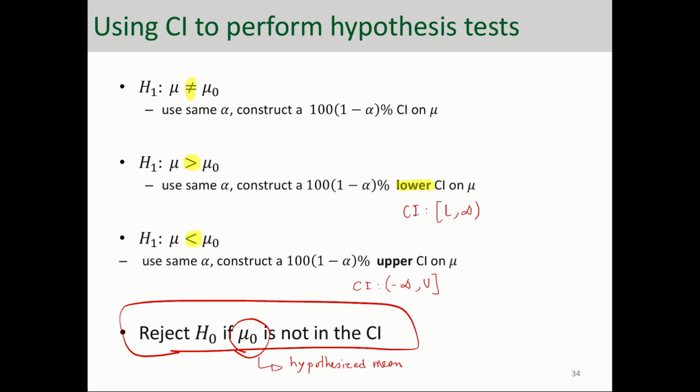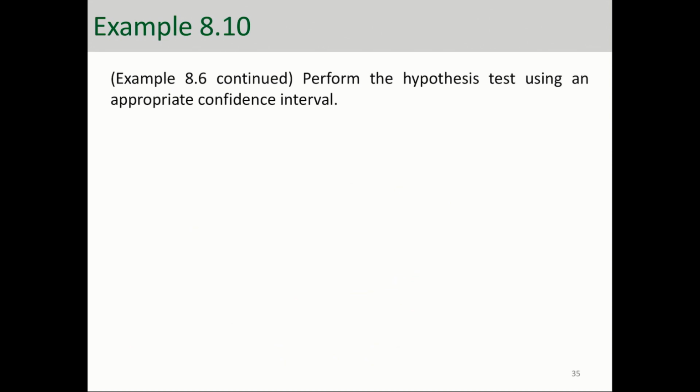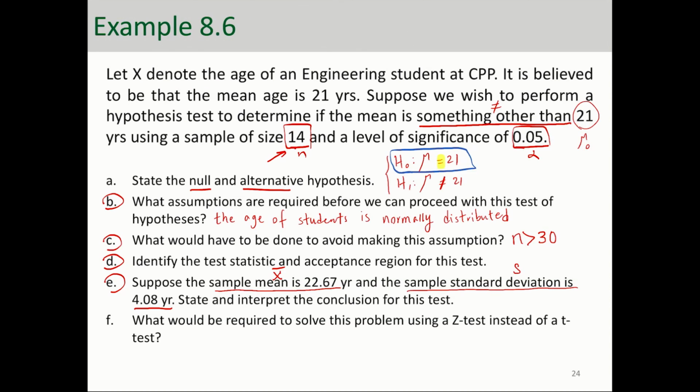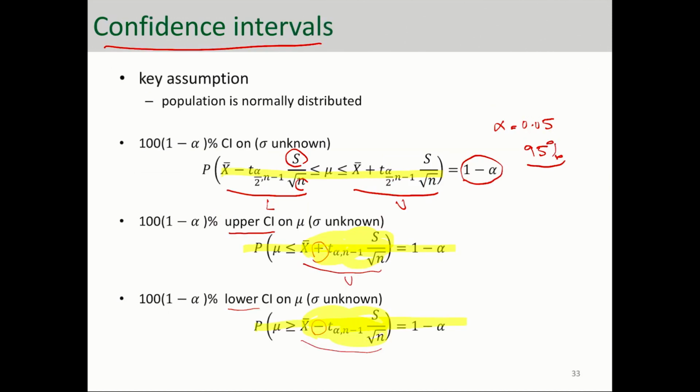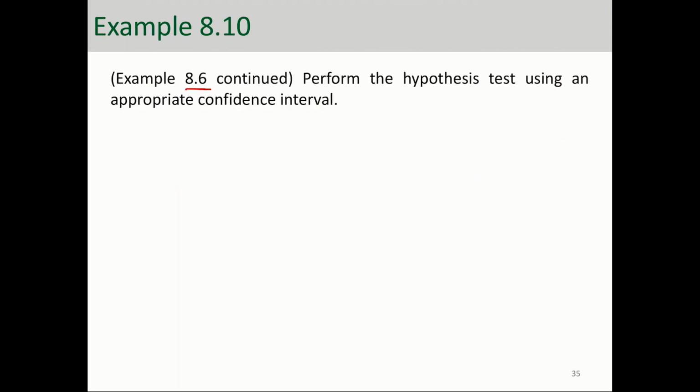So we're going to apply this on the two examples that we had here. The first example, example 8.6. I'm going to go back to that example to remind you what that was. That was the example on average age of engineering students, and hypotheses were average age is 21 or is not equal to 21. You can see that this is a two-sided test, so we have to calculate a two-sided confidence interval, which is here. So we're going to calculate that for this example.